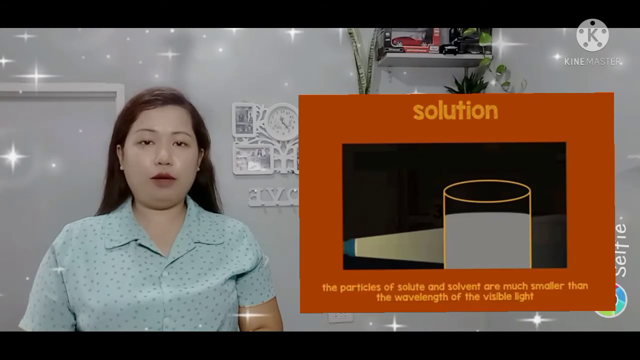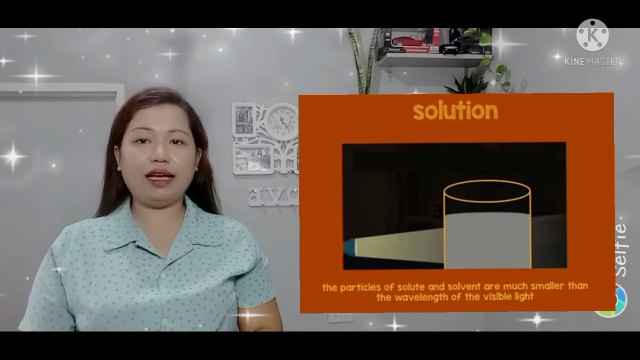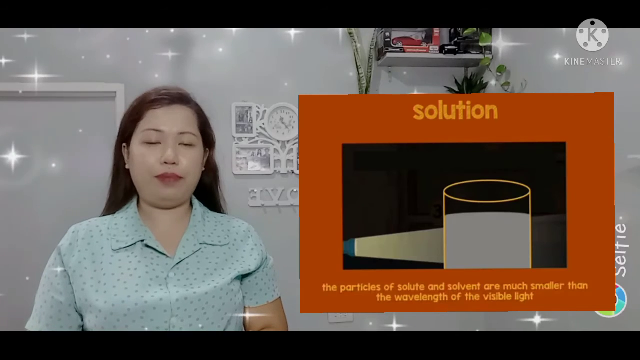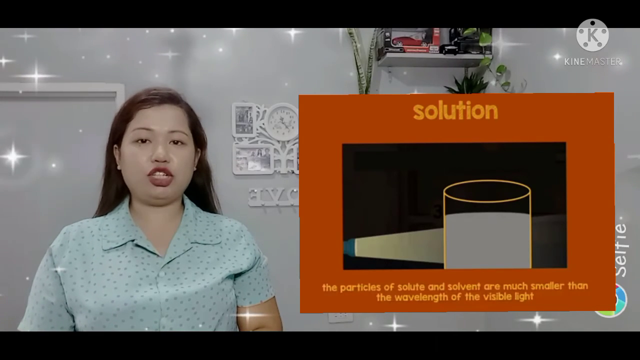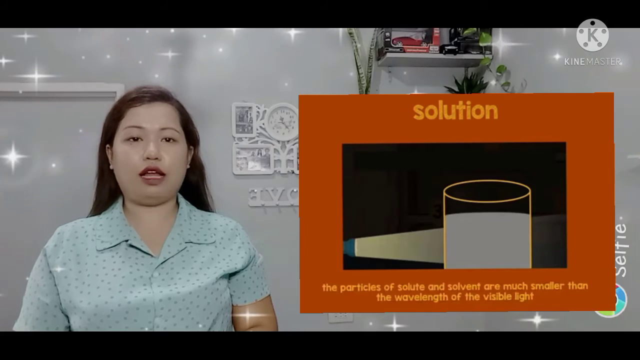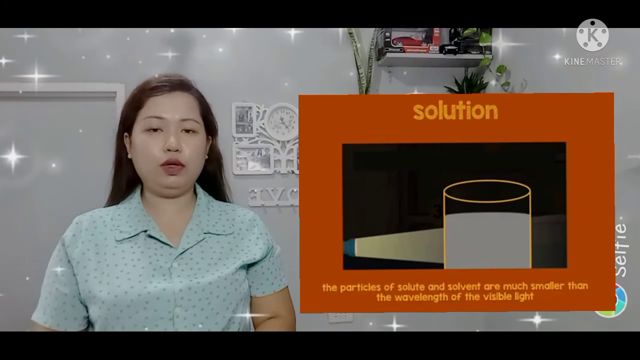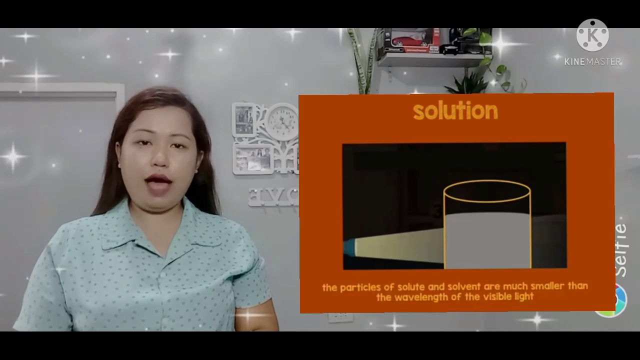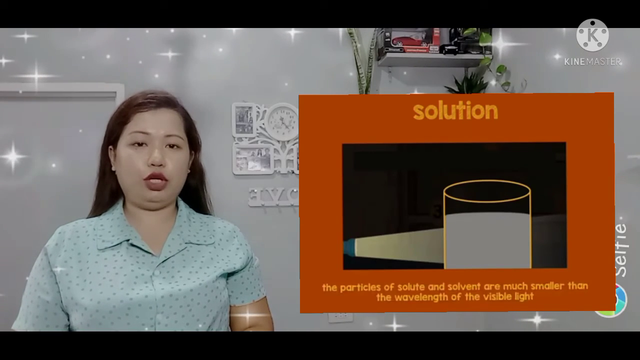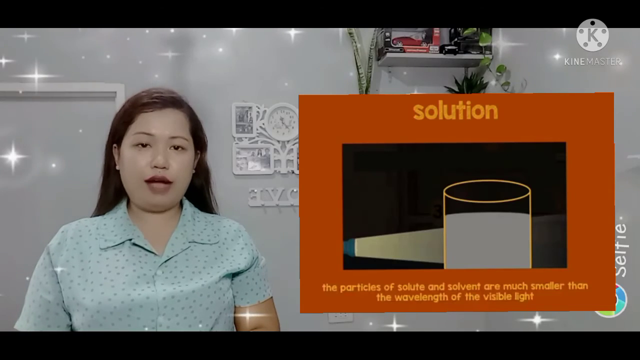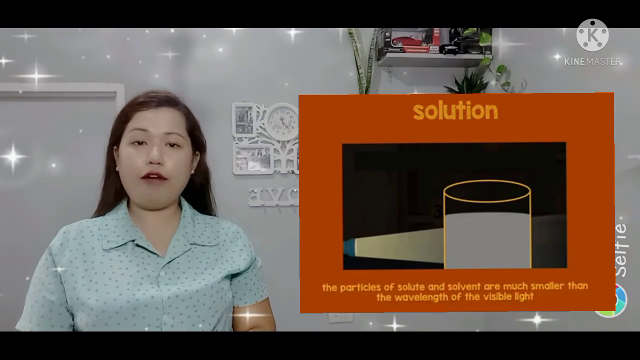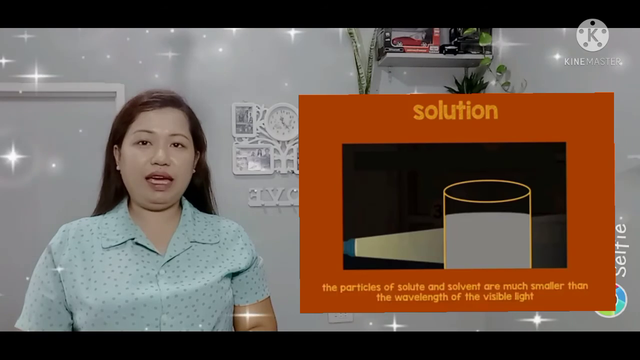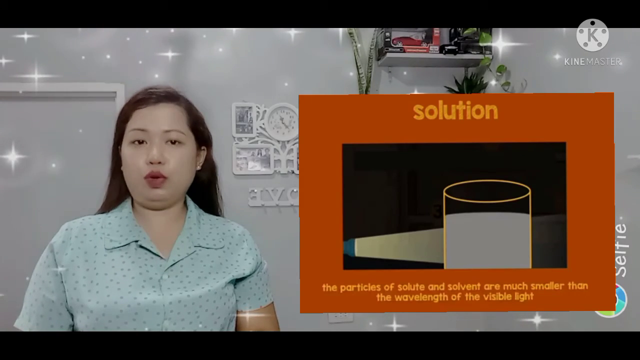In contrast, when a beam of light is passed through a solution, an observer standing at right angles to the direction of the beam sees no light reflected from either the solute or the solvent formula units that make up the solution, because the particles of solute and solvent are much smaller than the wavelength of the visible light being directed through the solution.